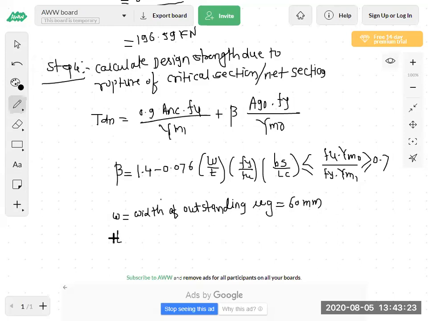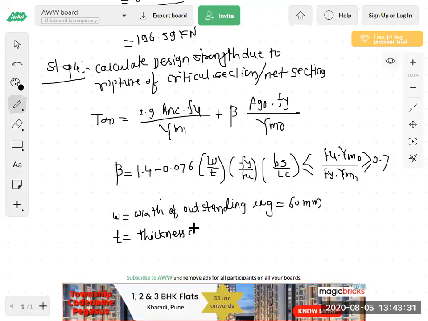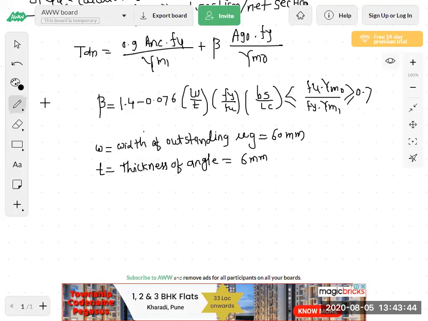Now the second unknown is T. T is nothing but the thickness of the angle. The thickness of the angle is 6 mm.